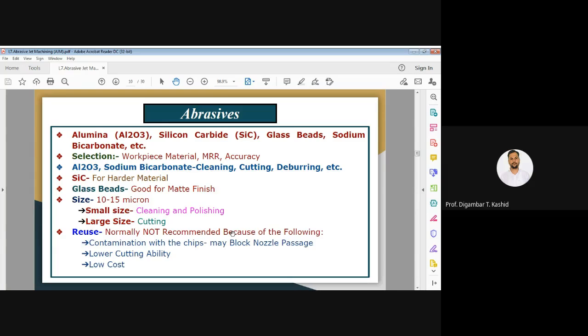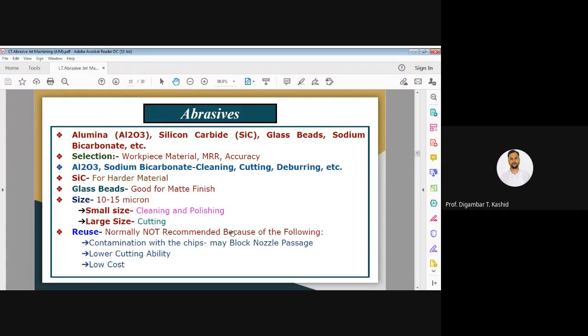Then what about the reuse of abrasive particles? Reuse of abrasive particles is normally not recommended, because after one usage there may be contamination of the chip particles. These abrasive particles get contaminated with the material removed from your workpiece, and you cannot easily separate out the workpiece material. So due to that, it is not recommended to reuse the abrasive particle.